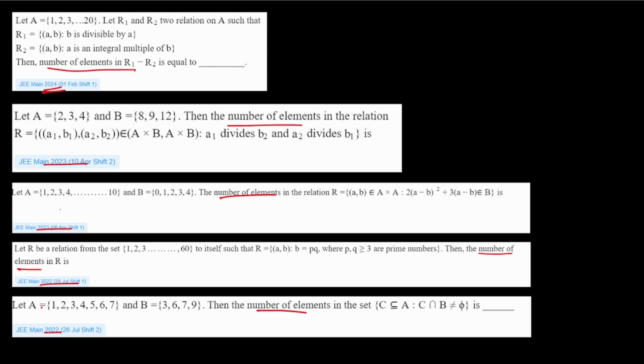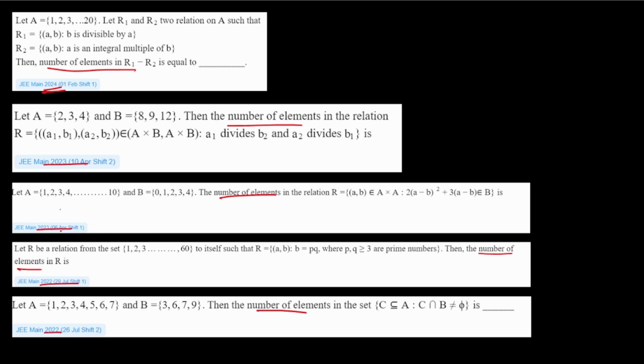So you can see the number of elements, the minimum number of elements, the number of elements kind of question was asked in the year 2024, 2023. Again in 2023, it was asked in the April session two times, right? On the 10th of April they've asked, and on the 6th of April it was asked. I hope you're getting the point, right?